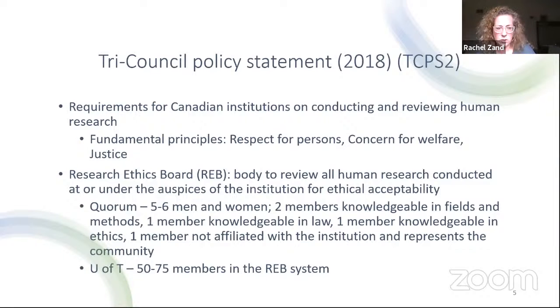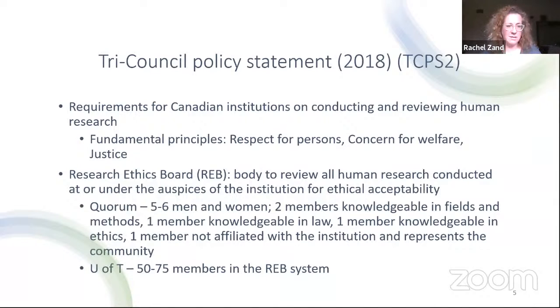The Research Ethics Board is the body that reviews all human research conducted at or under the auspices of the institution. Quorum is 5 to 6 men and women. 2 are members knowledgeable in the fields and methods. 1 member knowledgeable in law. 1 member knowledgeable in ethics, and 1 member who is not affiliated with the institution and usually should represent the community or communities of the research type. So if the research that is usually sent to the REB is for, say, children, you'd like to have a community representative who is an advocate for children or what have you.